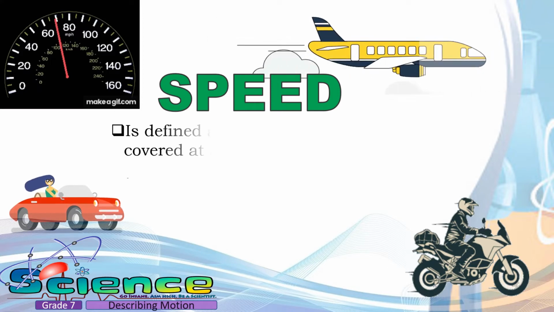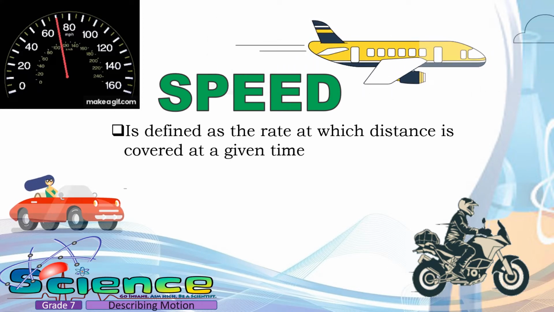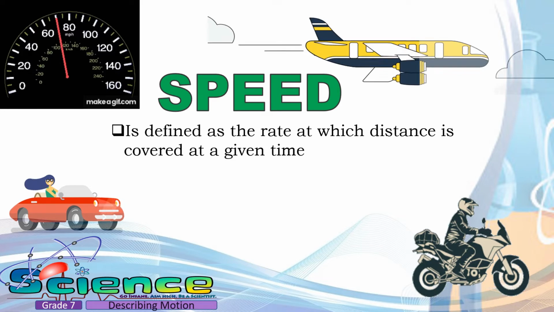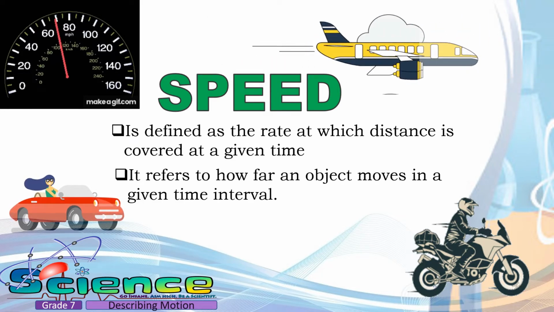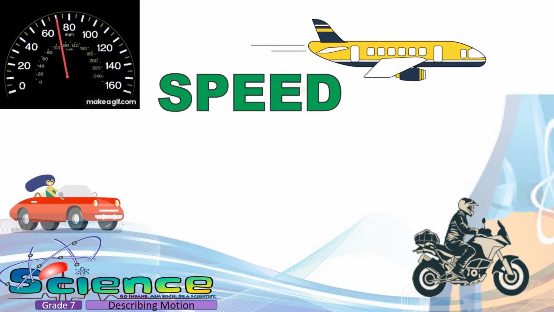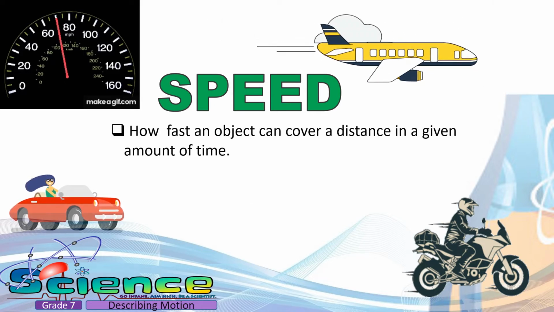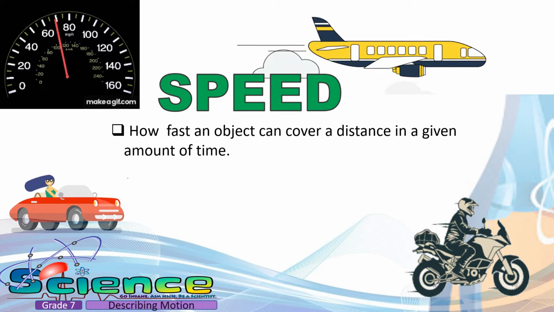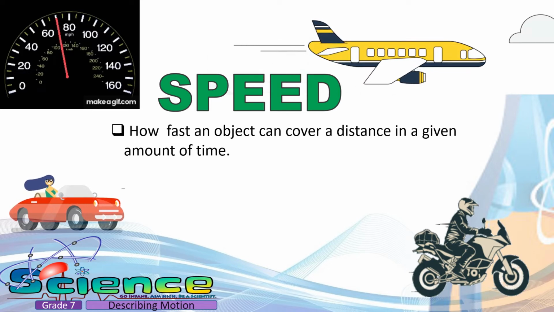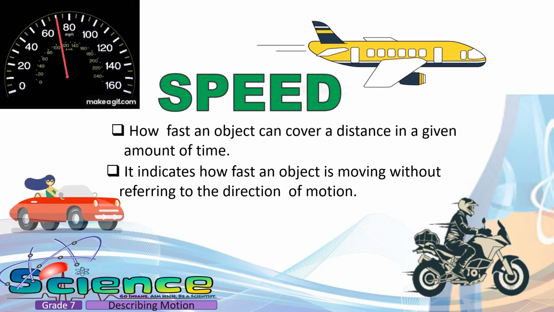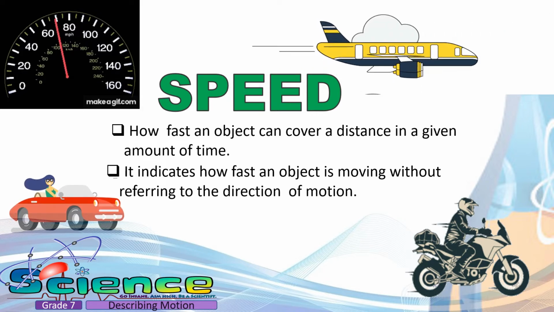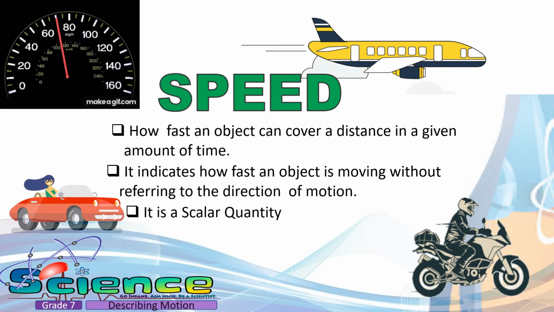Speed is defined as the rate at which distance is covered at a given time, or it refers to how far an object moves in a given time interval. Speed gives us an idea on how fast an object can cover a distance in a given amount of time. It indicates how fast an object is moving without referring to the direction of the motion. Since there is no direction involved, speed is considered a scalar quantity.